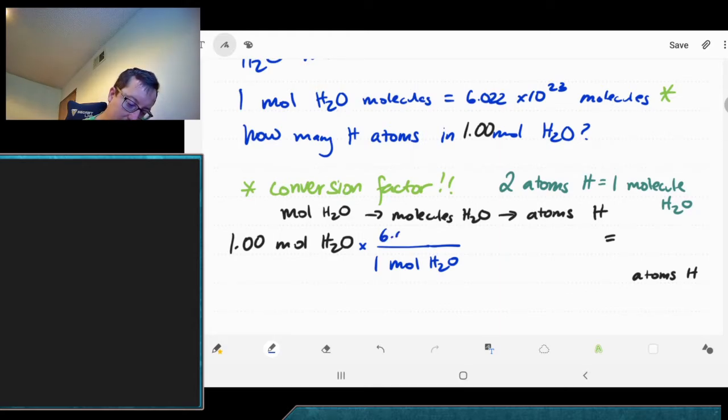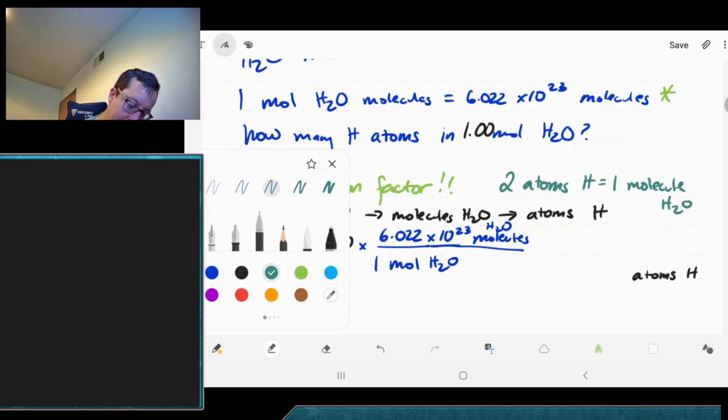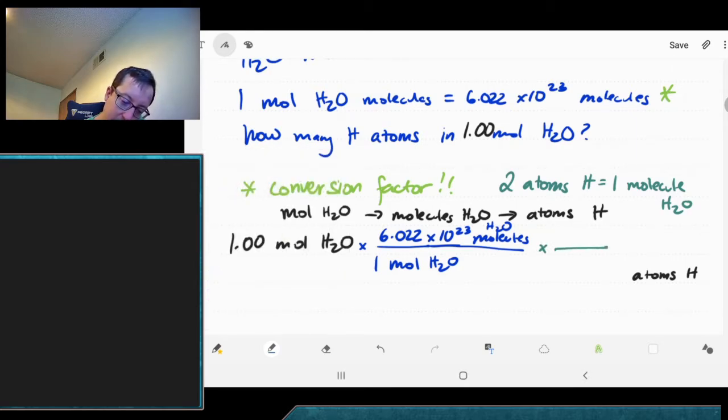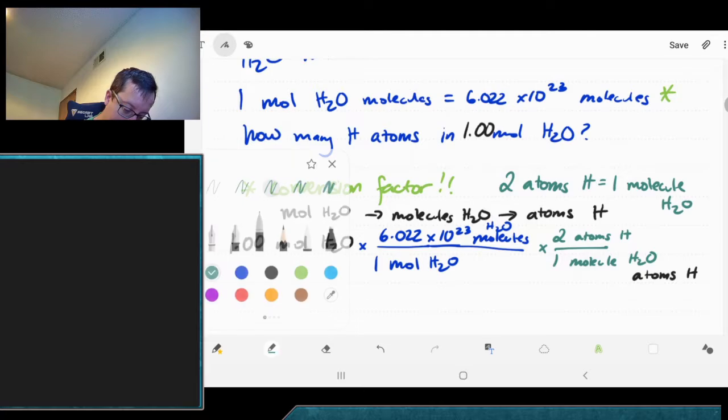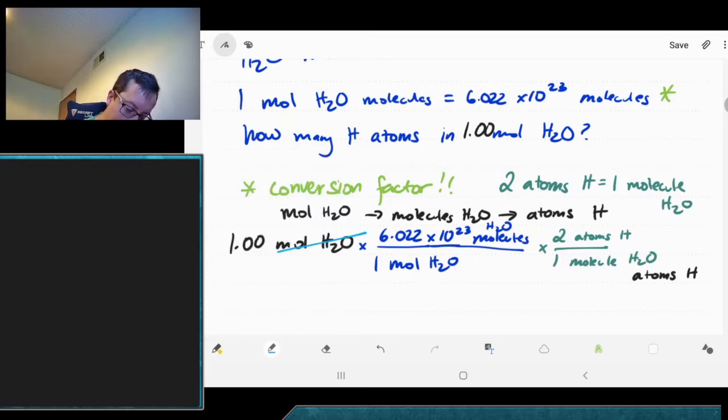Well, we know we have Avogadro's number of molecules. I'm going to just put H2O there because I'm already out of space. And then we have another one. We know we have 2 atoms of hydrogen for every 1 molecule of water. Notice moles of water cancel out. Molecules of water cancel out. We're left with atoms of hydrogen.